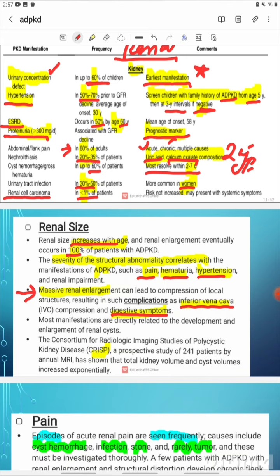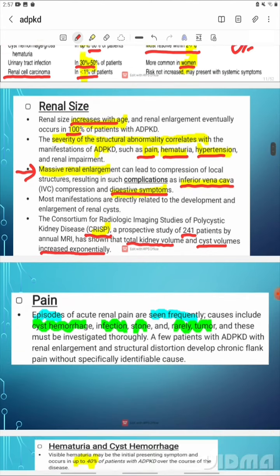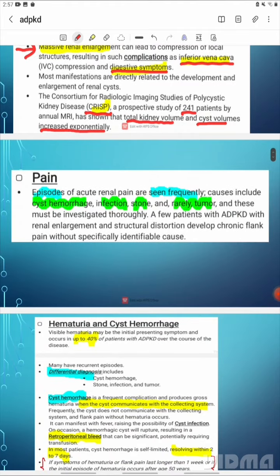Regarding this, there is a study known as the CRISP study. It was done on 241 patients. It suggests that annual MRI has shown that total kidney volume and cyst volume increase exponentially. So this study shows that the cyst volume and the kidney volume go hand in hand.